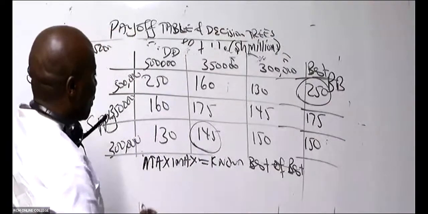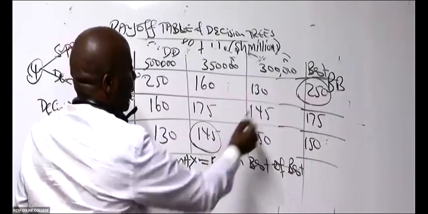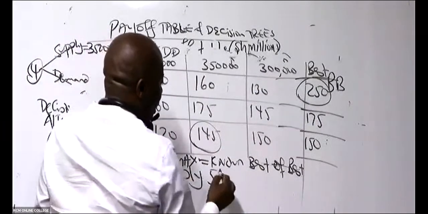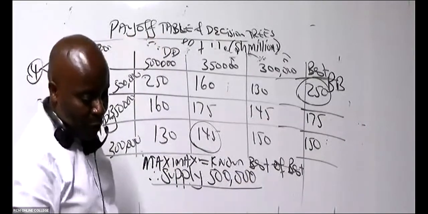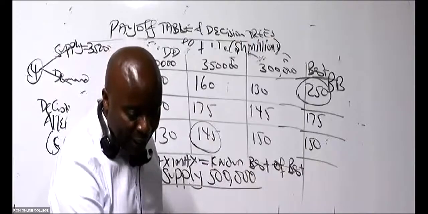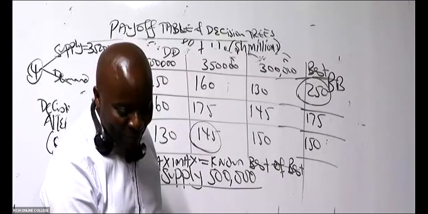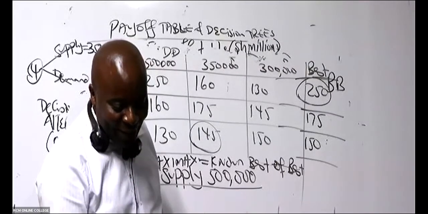And using maxi, therefore we should supply how many? The one that corresponds to this is 500,000, isn't it? So using maxi, supply 500,000. Is that okay, ladies and gentlemen?